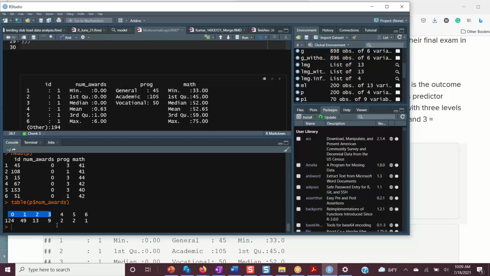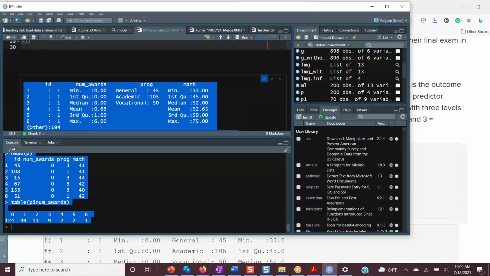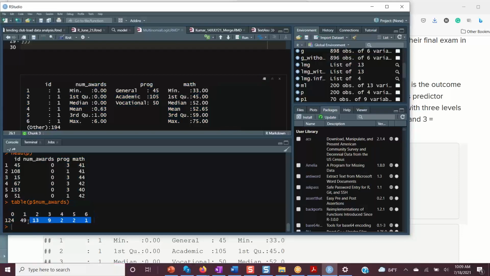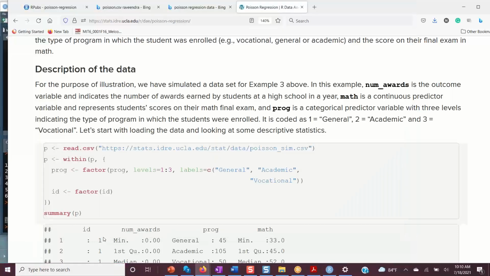Then if you want to predict this kind of situation, how many awards somebody will get, you have to use Poisson. Do you get it, everybody? Do you understand what I'm saying? How many awards somebody will get? It's a count variable. Count, C-O-U-N-T. It's good, everybody? Yes, sir. Okay, good.